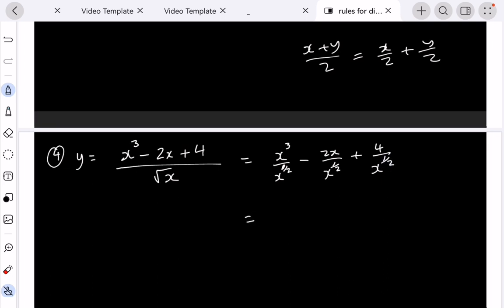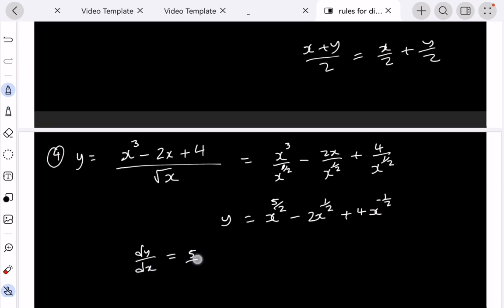Now, how do we solve a fraction in algebra? If you divide the terms which have the same base, you subtract the exponent, right? So if I say 3 minus half, I'll get 5 over 2. If I say 1 minus half here, I'll get positive half. Then here on 4, we can see x is the only one there, so I take it to the top, it becomes negative. This is still y. So now I can differentiate this.